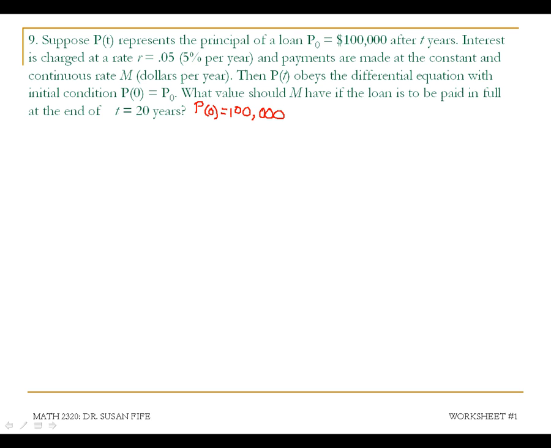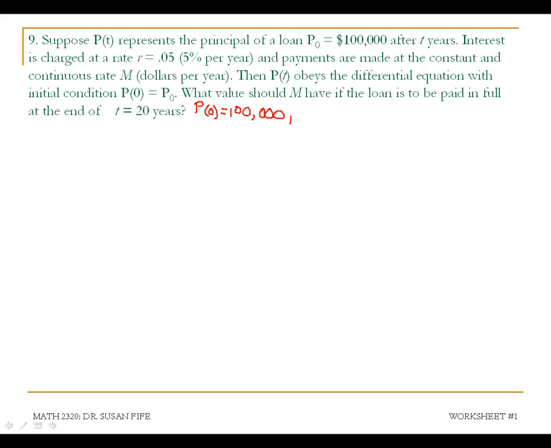Interest is charged at a rate of 5% per year, and payments are made at a constant and continuous rate of $m per year. And then P of t obeys the differential equation with the initial condition P of 0 equals P0, or 100,000. What value should m have if the loan is paid off at the end of 20 years?